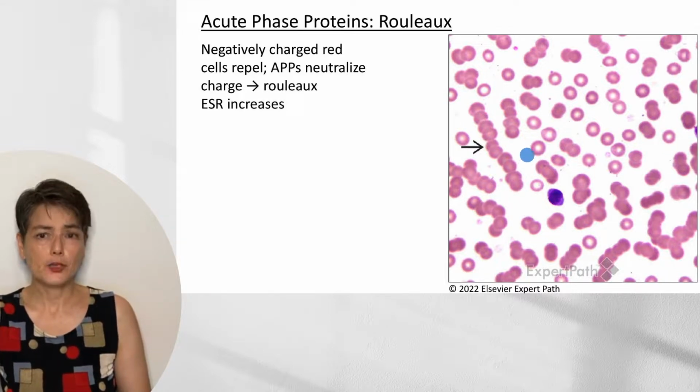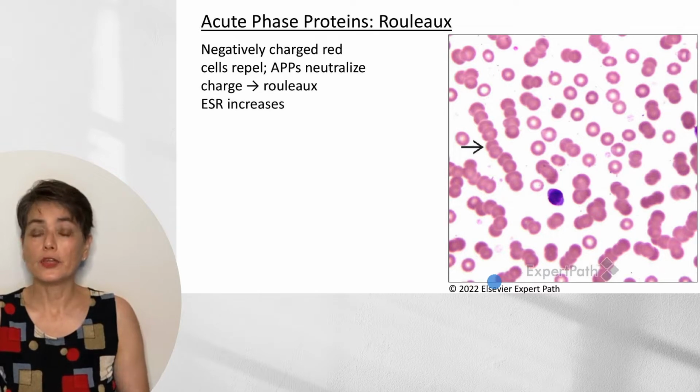So how do we measure this? There's a laboratory test we can use called the erythrocyte sedimentation rate. And the reason this is important is because we can see that when you have these chains of red cells, these rouleaux, these are going to sediment or fall more quickly than these individual red cells. So the erythrocyte sedimentation rate is going to increase, and this will let you know that your patient is in a pro-inflammatory state.